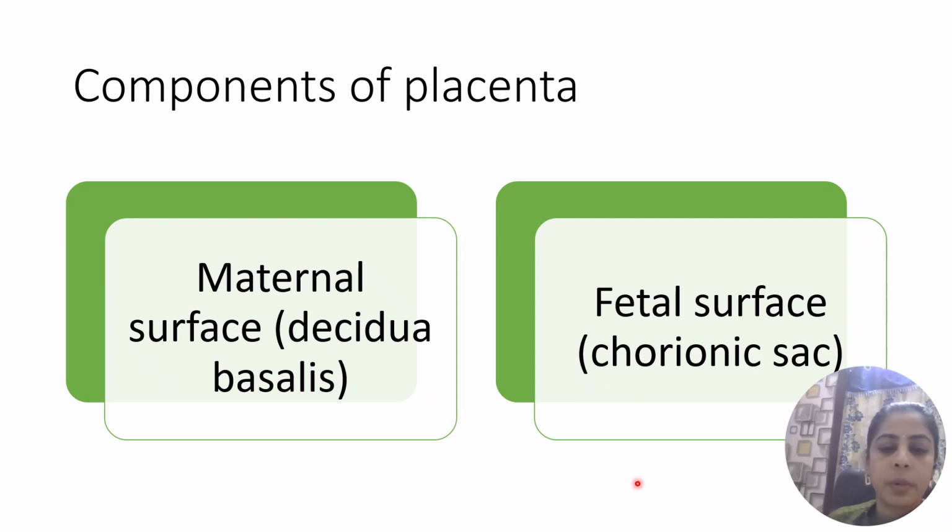Now let us discuss the components of the placenta. The placenta has been divided into two: the maternal surface, from the decidua basalis, and the fetal surface, from the chorionic sac. The maternal surface is attached to the mother, at the upper pole of the uterus, attached to the endometrium. When we talk about the fetal surface, it faces towards the fetus, and the umbilical cord is inserted in it. It is glistening, shiny, smooth, as we can see in the picture, and that is the fetal surface.